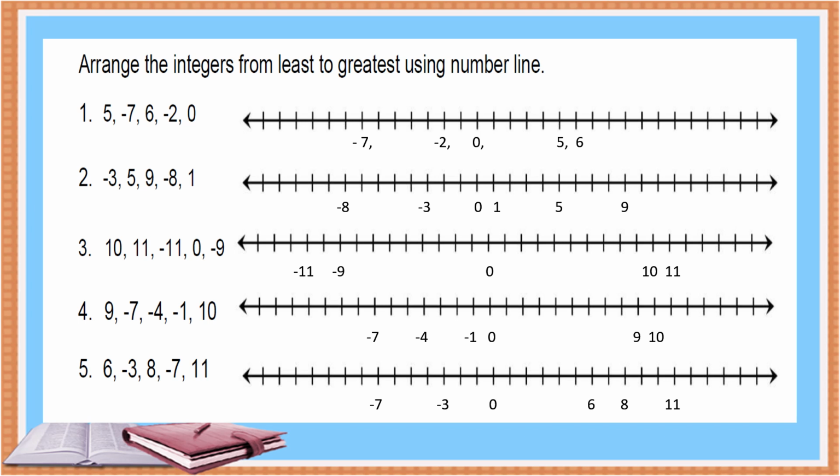Number 2, we have negative 8, negative 3, positive 1, positive 5, positive 9. Number 3, negative 11, negative 9, 0, positive 10, positive 11. Number 4, negative 7, negative 4, negative 1, positive 9, positive 10. And lastly, number 5, negative 7, negative 3, positive 6, positive 8, and positive 11.